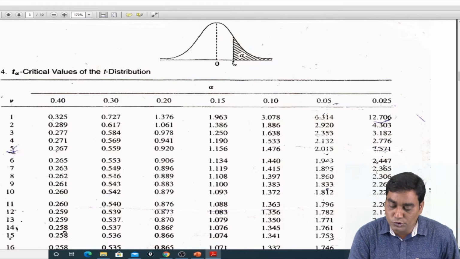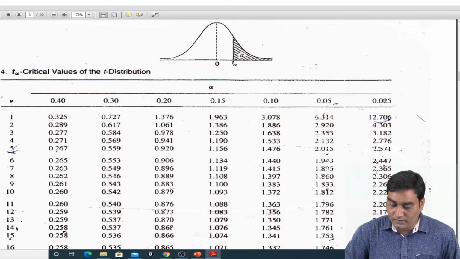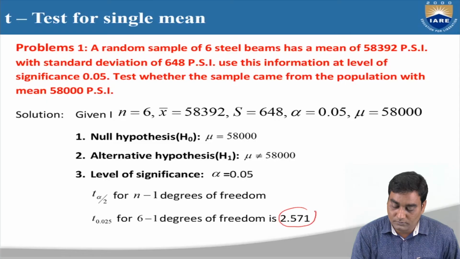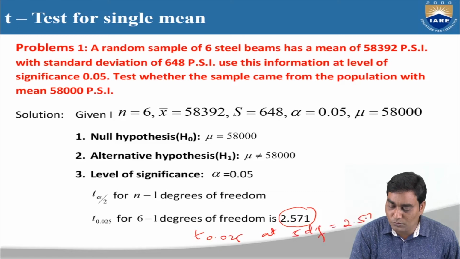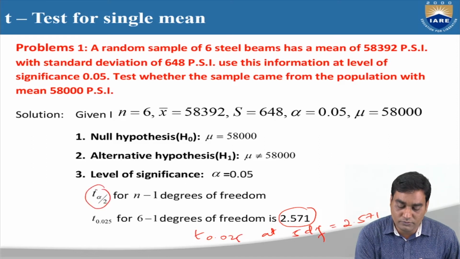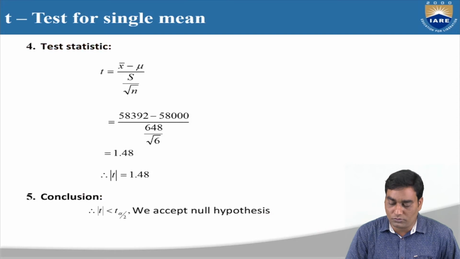Like this, we have to choose t alpha by 2 at n-1 degrees of freedom from the t distribution table. So this value we are going to give in the PPT. So this value t 0.025 at 5 degrees of freedom we have chosen from the table, that is 2.571. So the t alpha by 2 value we got from the table. This is 2.571. Now go to step 4.